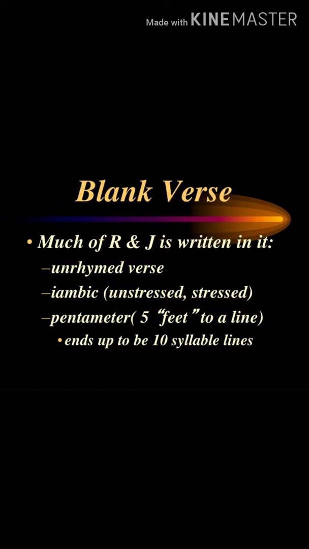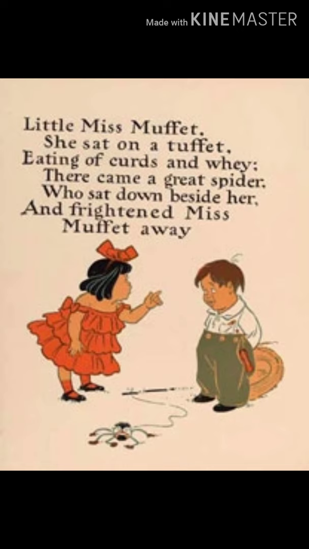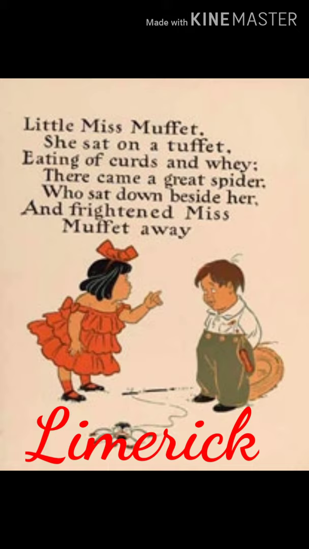Next main kind of poetry is limerick. A limerick is, at its core, and there is more to them, a five-line poem that follows a strict meter and always has an AABBA rhyme scheme.